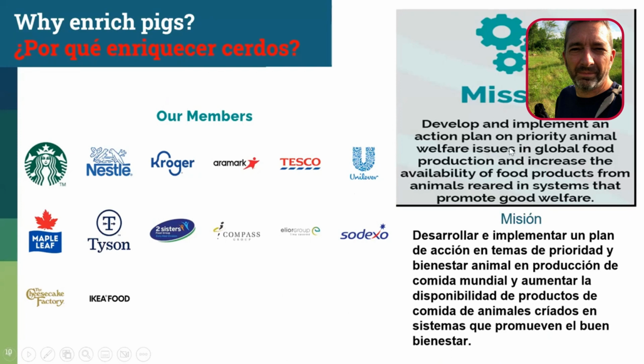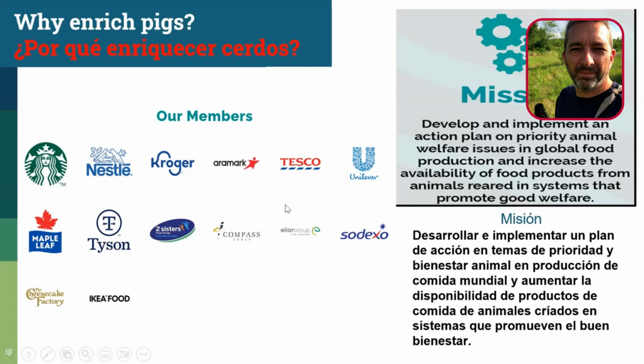So the mission there is to develop and implement an action plan on priority animal welfare issues in global food production. And what they are beginning to think, and I am working with Nestle and Tyson on environmental enrichment, is that they want global standards, so that if they are sourcing product, they want the systems that product is coming from to be quite uniform across the world.